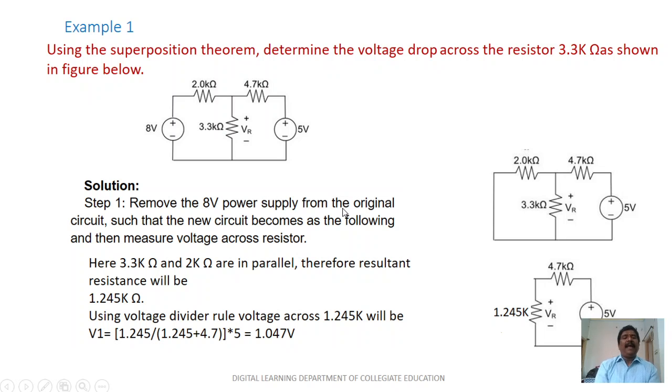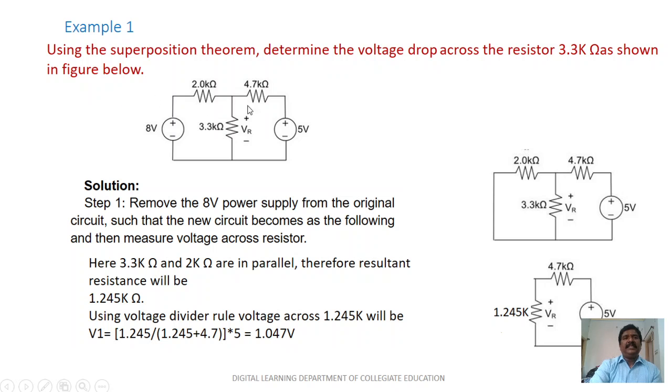So let us take an example. Using the superposition theorem, determine the voltage drop across 3.3 kilo ohms as shown in the figure below. If you see the circuit here, two voltage sources will be there, 8 volts and 5 volts, and three resistors: 2 kilo ohms, 4.7 kilo ohms and 3.3 kilo ohms.